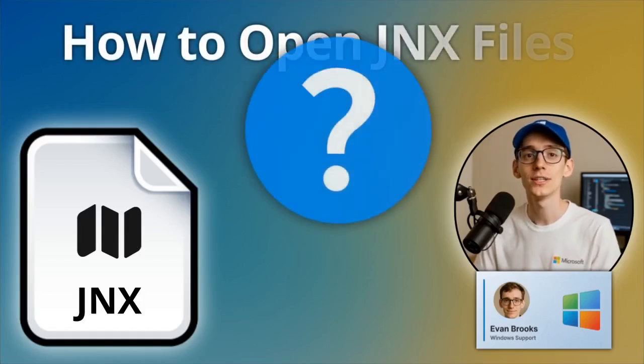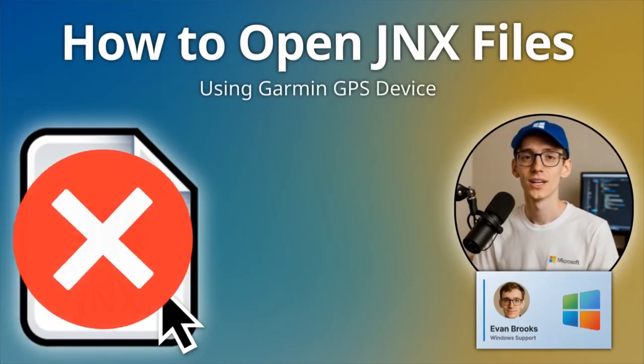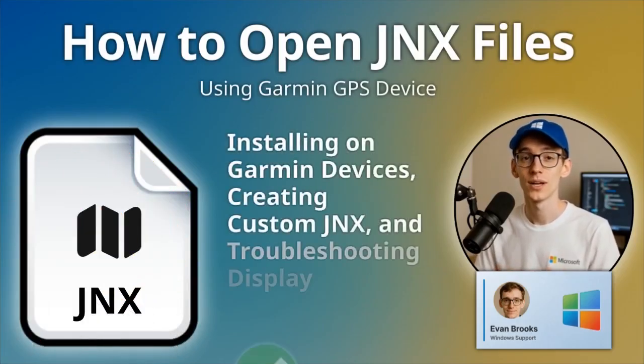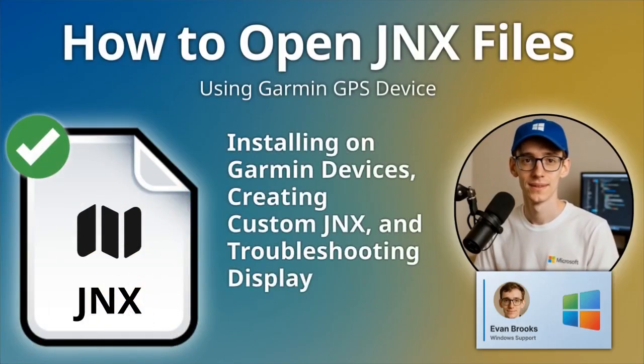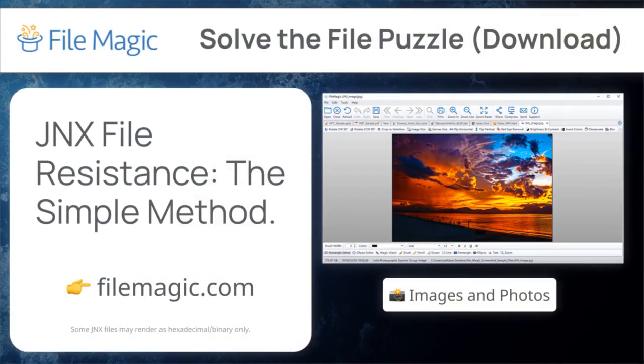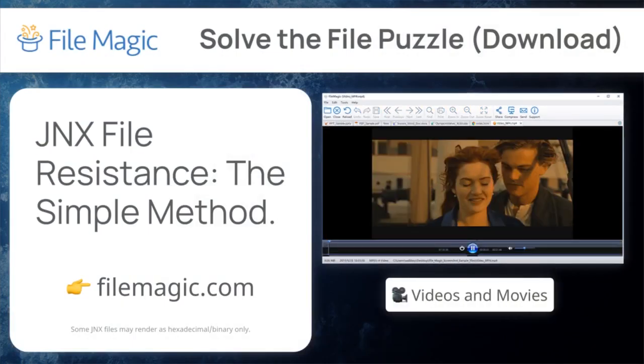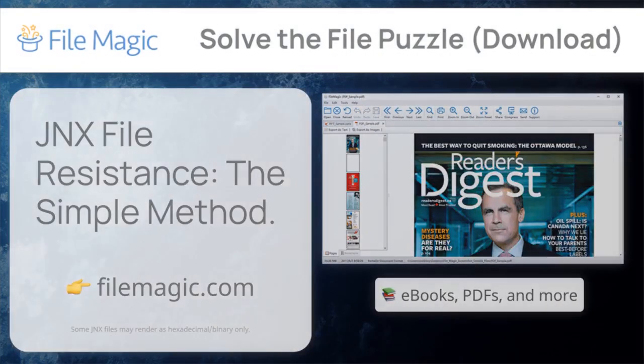The JNX extension identifies a Garmin BirdsEye Satellite Imagery file containing satellite or aerial imagery for display on Garmin GPS devices. I'm Evan Brooks, Certified Support Engineer, and I'll help you install, create, or troubleshoot these GPS satellite imagery files. The fastest way to confirm a file's state is with a dedicated file reader. It's better at handling JNX files with integrity issues than most dedicated programs.